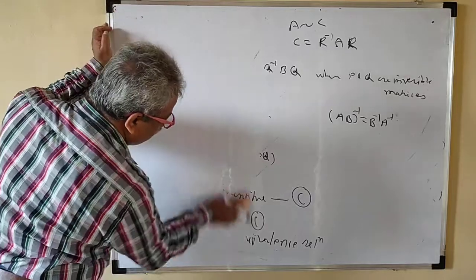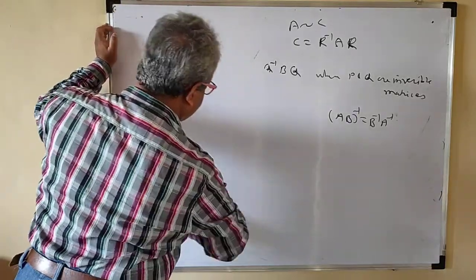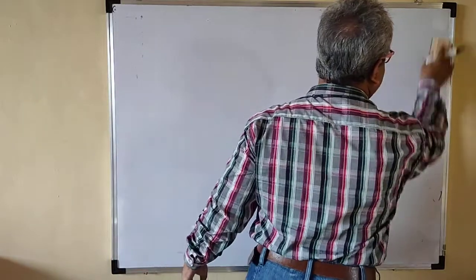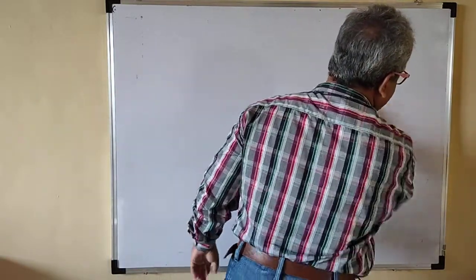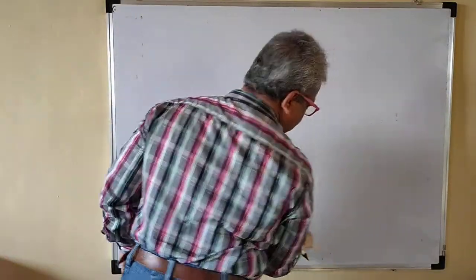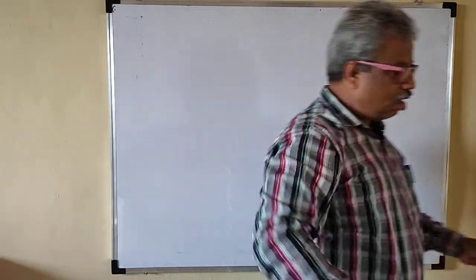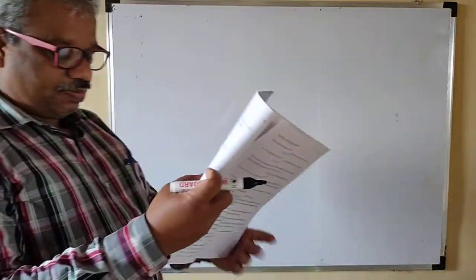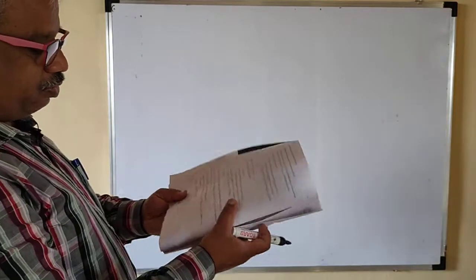So this is also a very simple problem. If you understand what is meant by an equivalence relation, how to prove that it is reflexive, how to prove that it is symmetric, how to prove that it is transitive, then the problems are very easy. Okay, so we take one more problem.